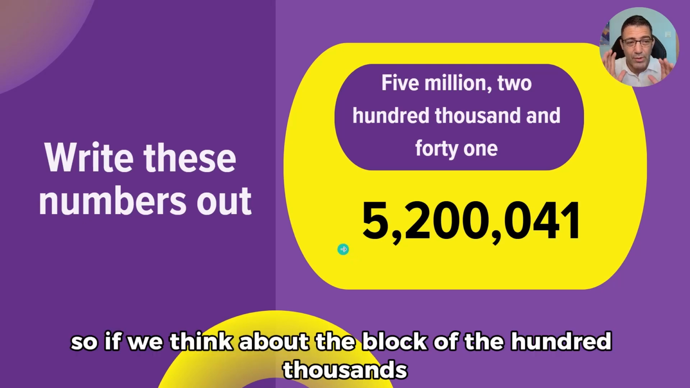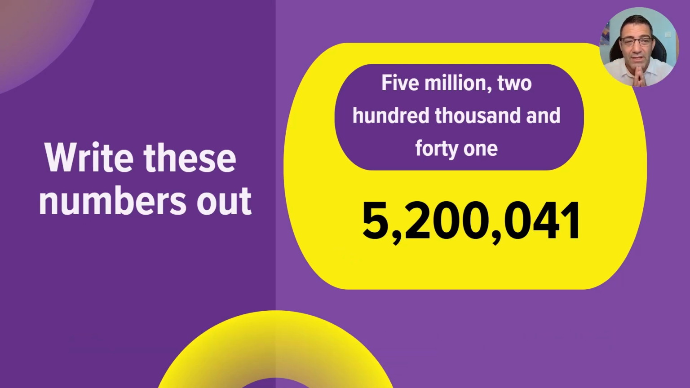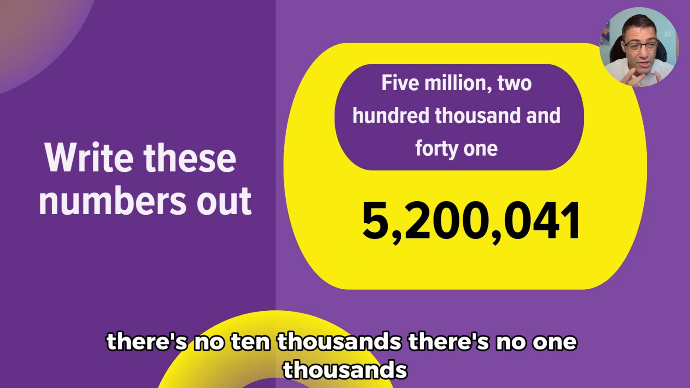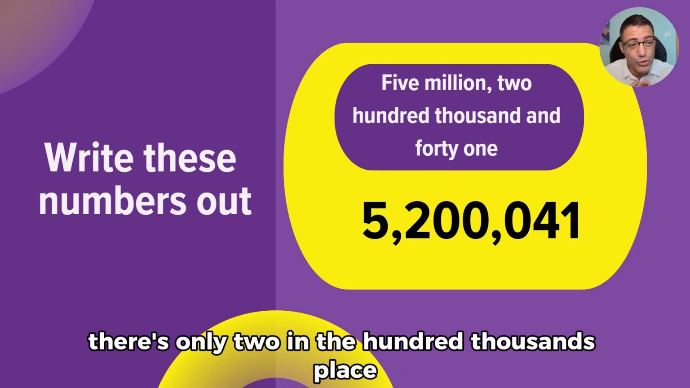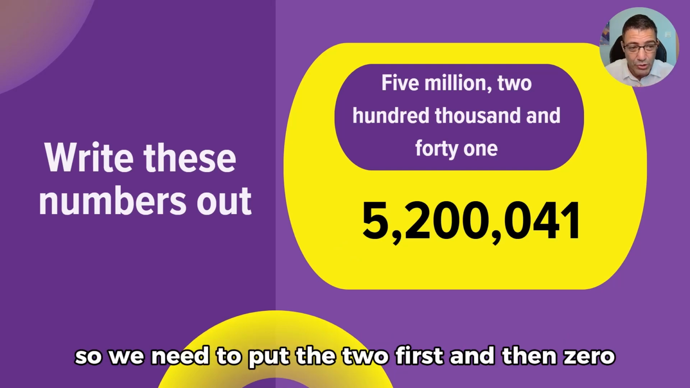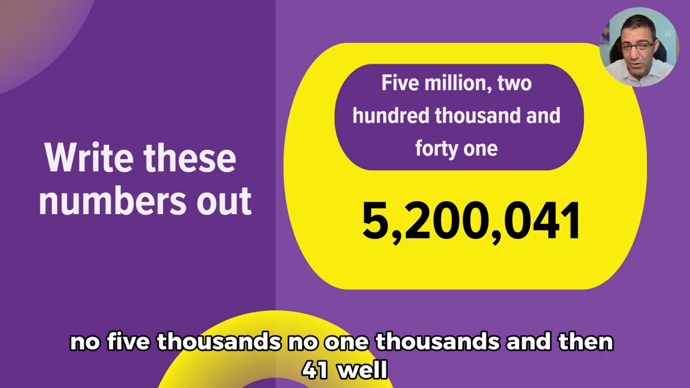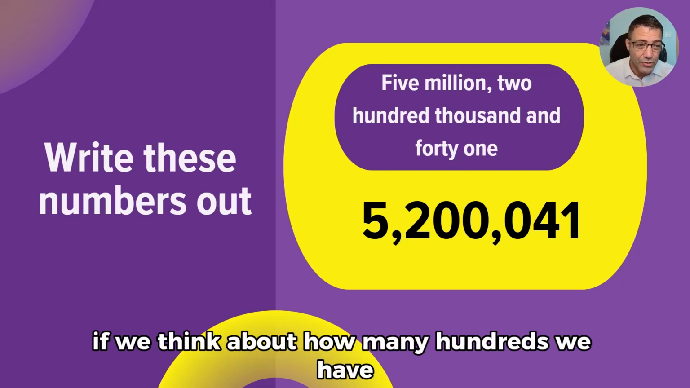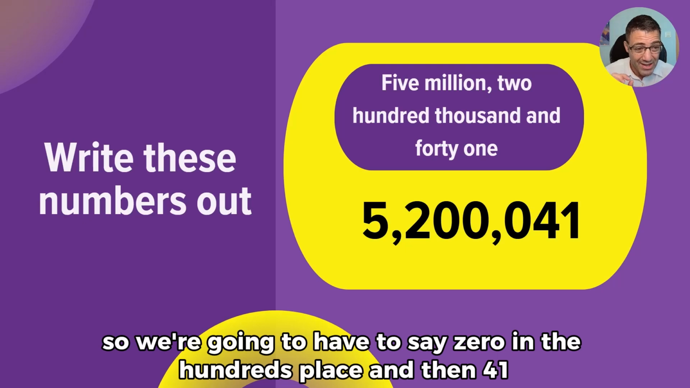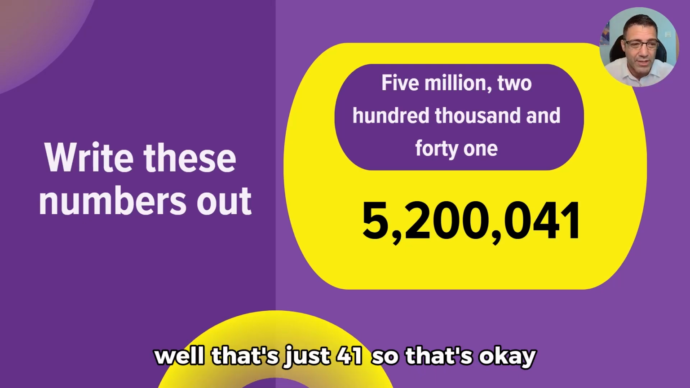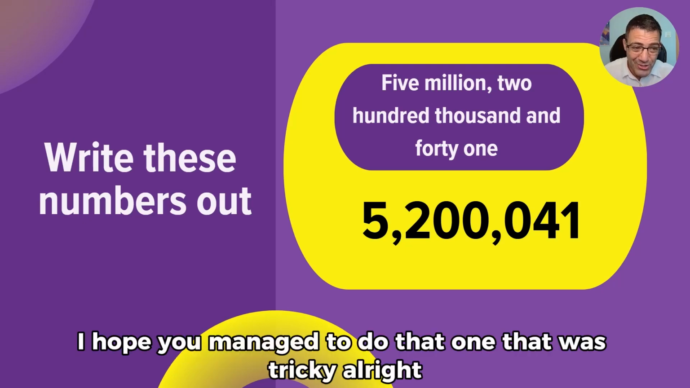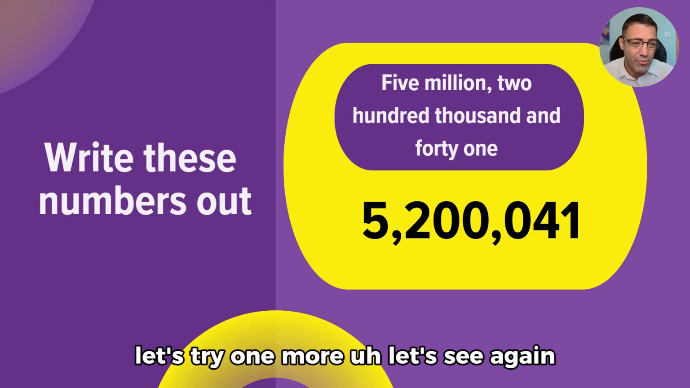200,000. So if we think about the block of the 100,000s, there's no 10,000s, there's no 1,000s, there's only 2 in the 100,000s place. So we need to put the 2 first, and then 0, 0, because there's no 10,000s, no 1,000s. And then 41. Well, if we think about how many hundreds, we don't have any hundreds, so we're going to have to say 0 in the hundreds place. And then 41, well, that's just 41, so that's okay. I hope you managed to do that one. That was tricky.